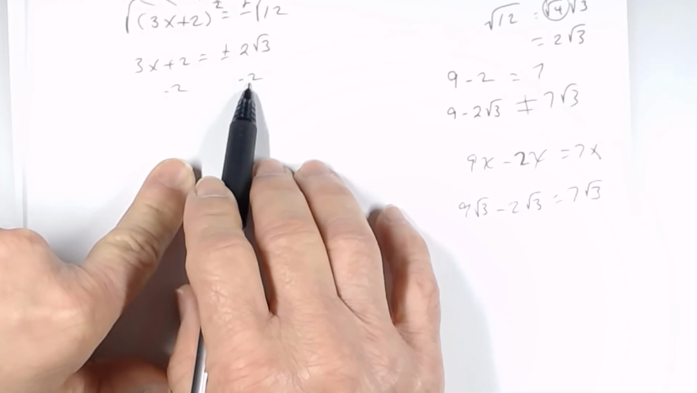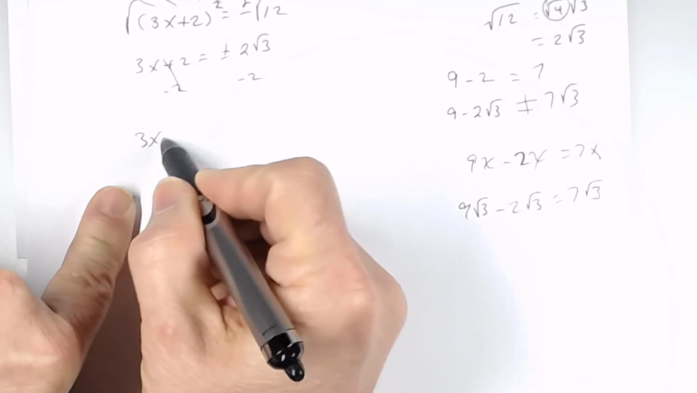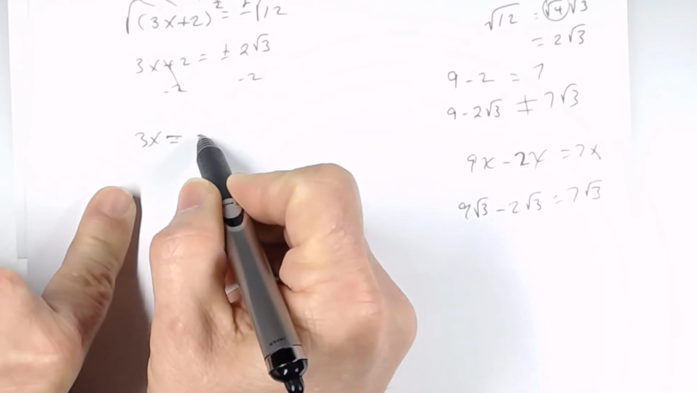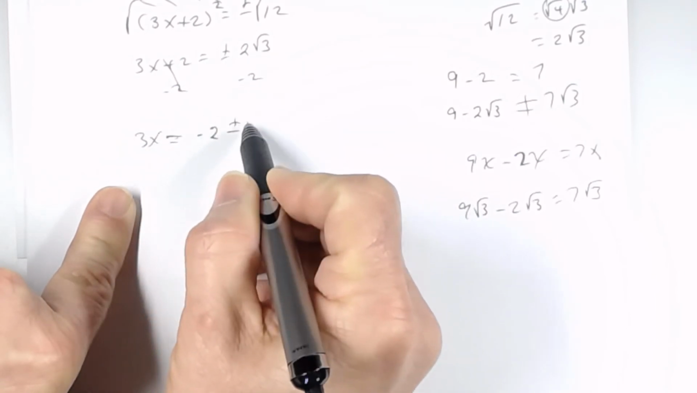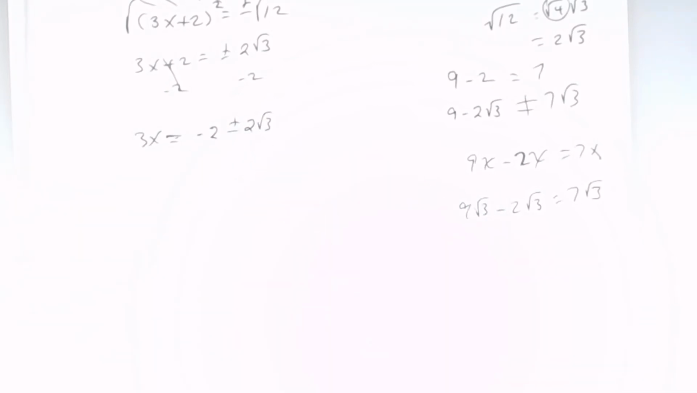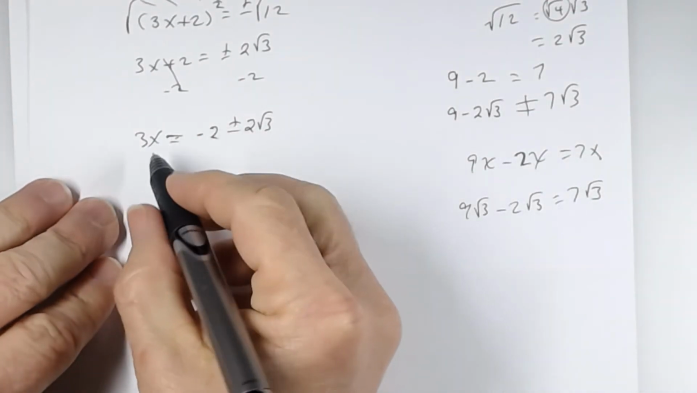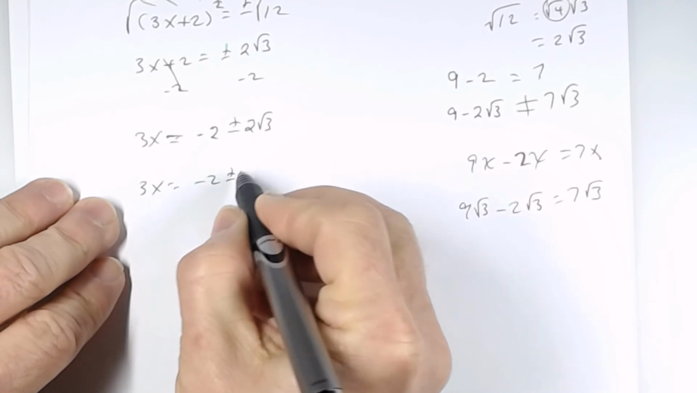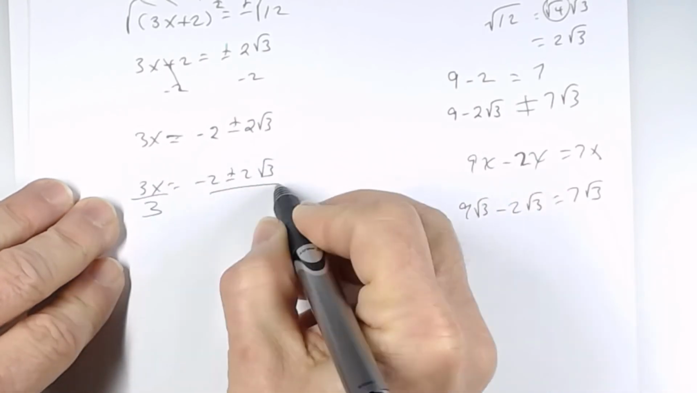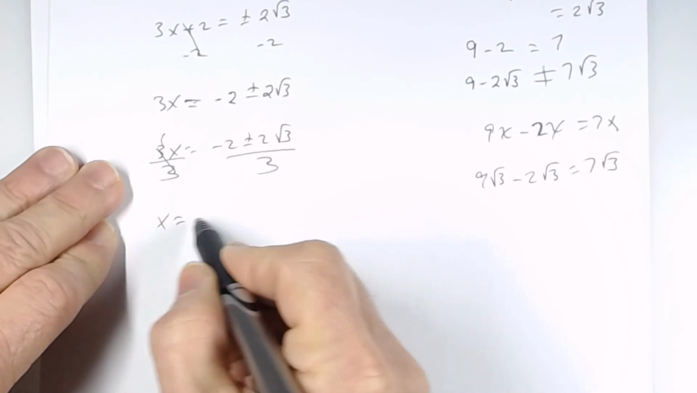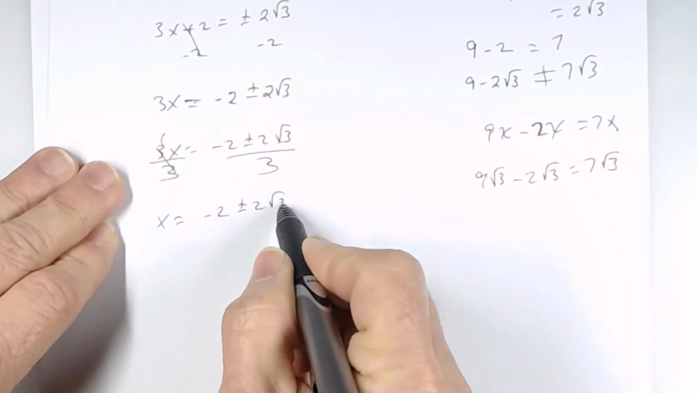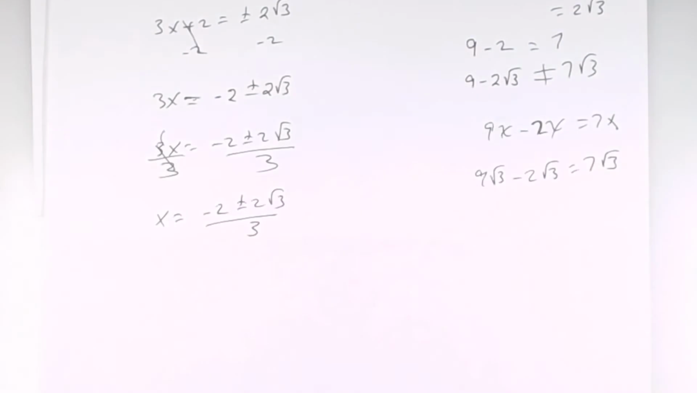So think about what we did earlier. So you're going to say, well, that's going to be 3x, and how are you going to write this side? Negative 2 plus or minus 2 square root of 3. So remember the plus or minus goes with the 2 square root of 3. And put that on the end. And then finally, what do? Divide by 3, and there's your answer. So divide by 3, and you're done. So x equals negative 2 plus or minus 2 square root of 3, all divided by 3.